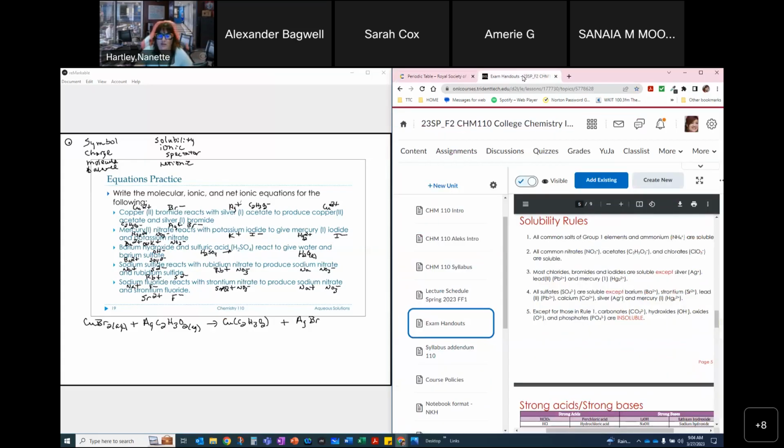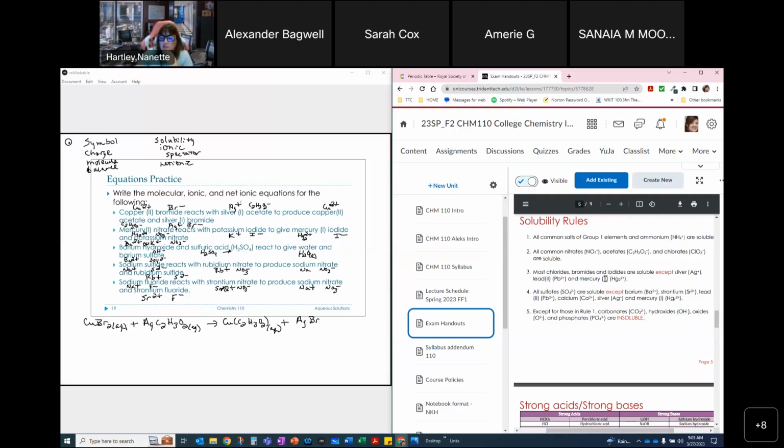Now that I'm done writing the molecular portion of this equation, I can look in my solubility rules and say, okay, what do I have? So neither one of these is a rule 1. I don't see any group 1 elements or ammonium. I see all common acetates are soluble. So that means that this one right here is soluble. It's an aq.